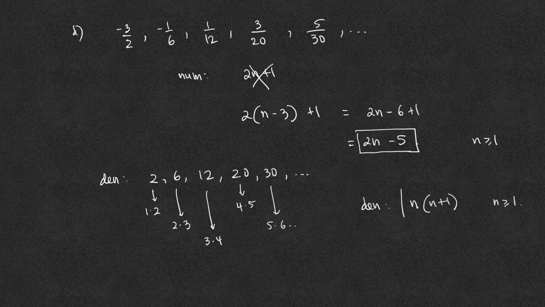So we have a formula for both the numerator and the denominator. Therefore, the sequence a sub n is 2n minus 5 over n times n plus 1 for n starting with 1.